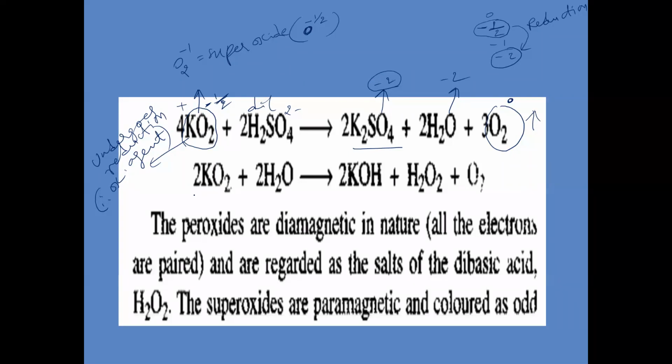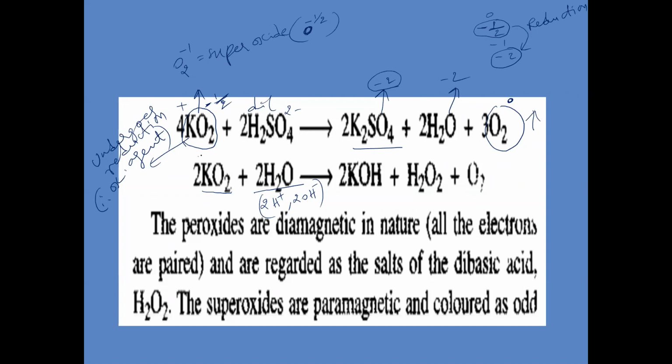Now next one, KO2. KO2 means again superoxide, potassium superoxide. When it interacts with H2O, in this case water, not dilute acid, we are taking KO2 plus H2O. In each H2O, there is 1 H plus. In 2 H2O, there are 2 H plus and 2 OH minus. 2 OH minus and 2 H plus will be in water.